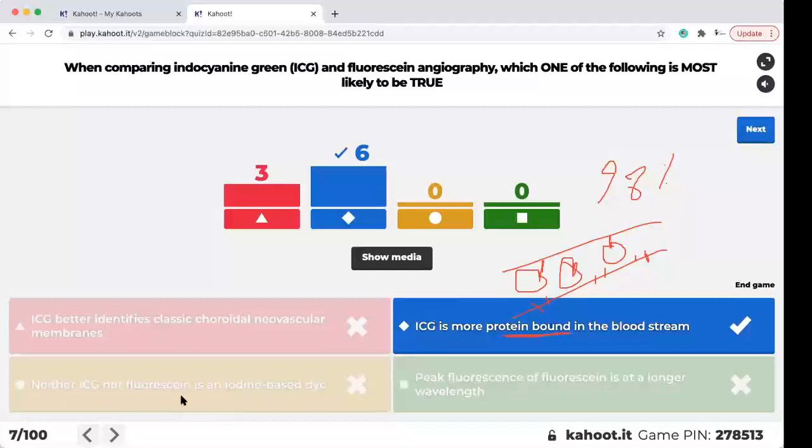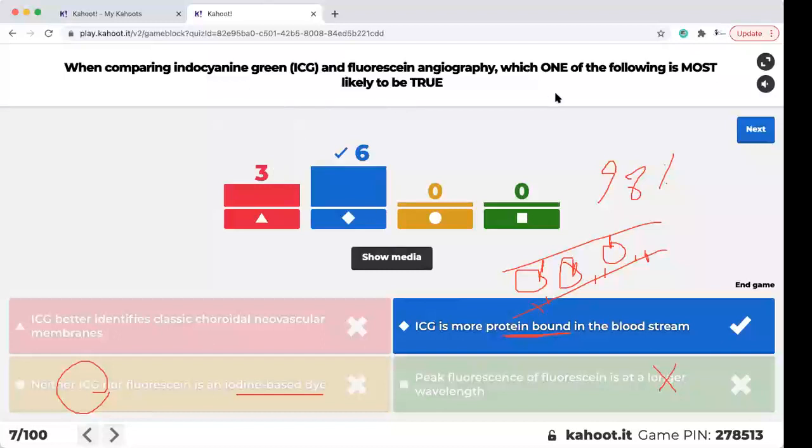Neither ICG nor the fluorescein is iodine-based? No, the ICG is iodine-based. And the peak fluorescence of the fluorescein is at longer wavelength? No, it is at shorter, because the peak fluorescence of the ICG is in the infrared range, while the fluorescein is in the visible light range, within the blue and green spectrum.